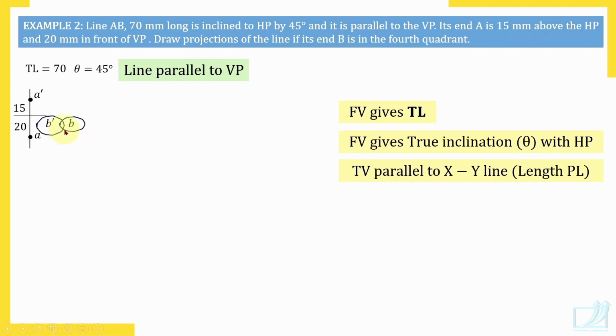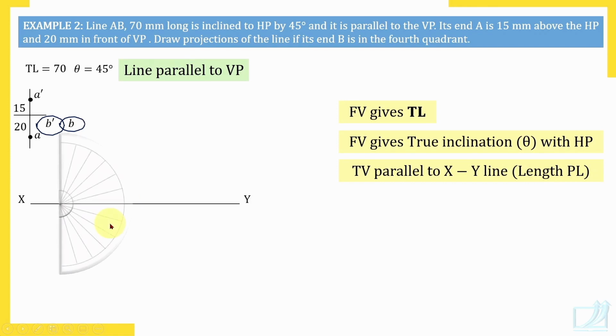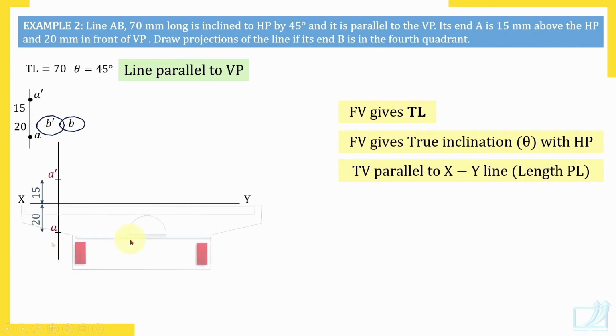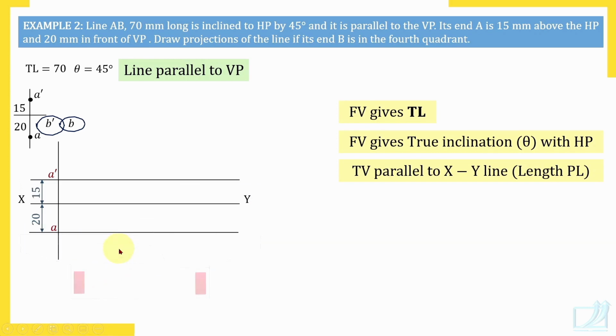Yet position of B dash and B is not known. That is why I made the circle around that. That reminds us that B dash and B are below XY line, but exact distances are unknown. Now set roller with horizontal edge, roll it downwards, label that line as XY line, then projector of the reference point. Here reference point is again A, measure 15 millimeter A dash and 20 millimeters A. Then set roller with XY line, draw horizontal line through A dash, draw horizontal line through A.